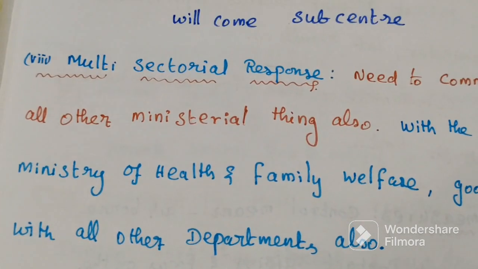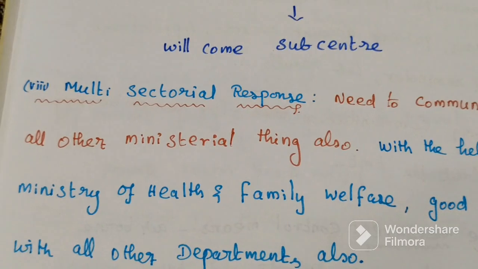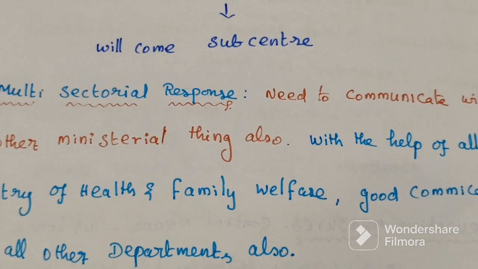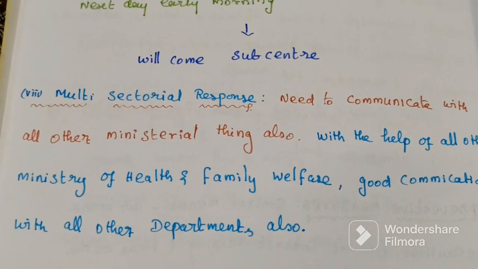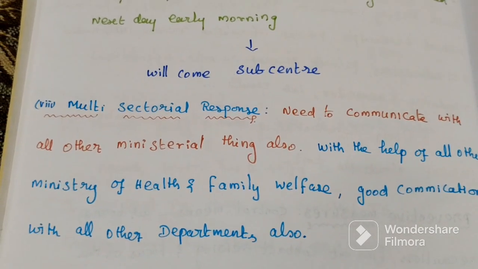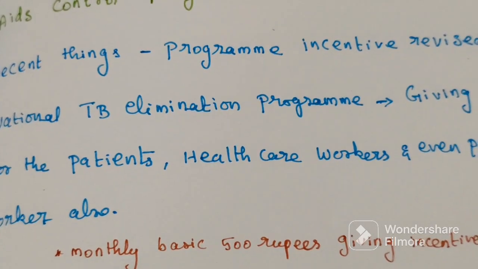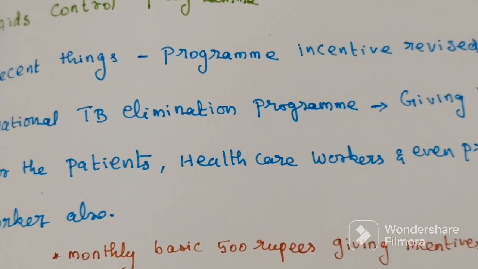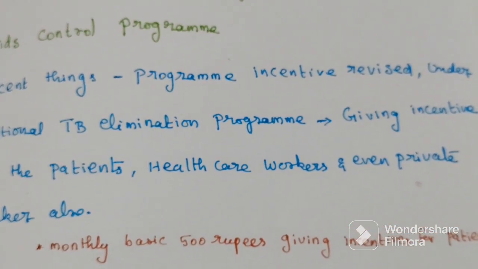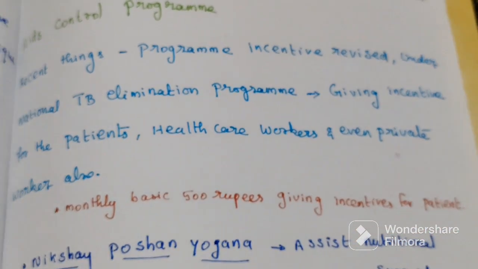Next, multi-sectoral response. We need to communicate with all other ministries also. With the help of the Ministry of Health and Family Welfare, we need good communication with all other departments also. What are the other recent things in this program? Incentives revised. Under the National Tuberculosis Elimination Program, we are giving incentives for the patient and the healthcare worker, and even the private worker also.